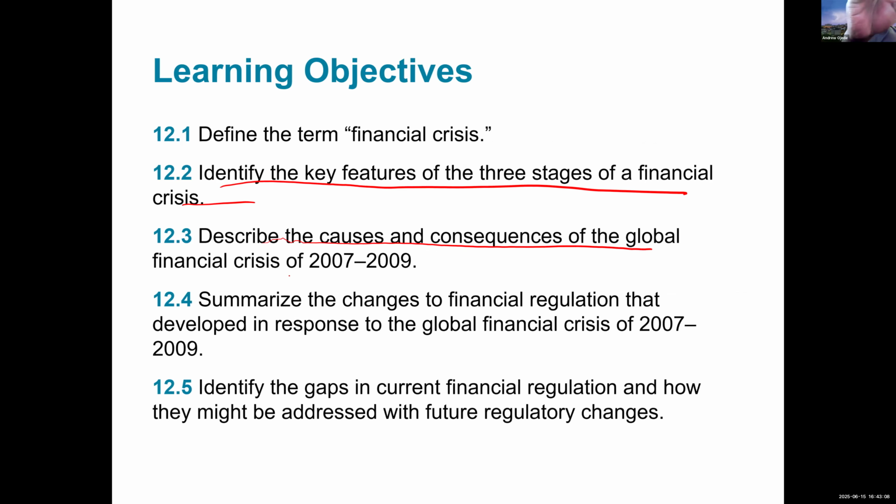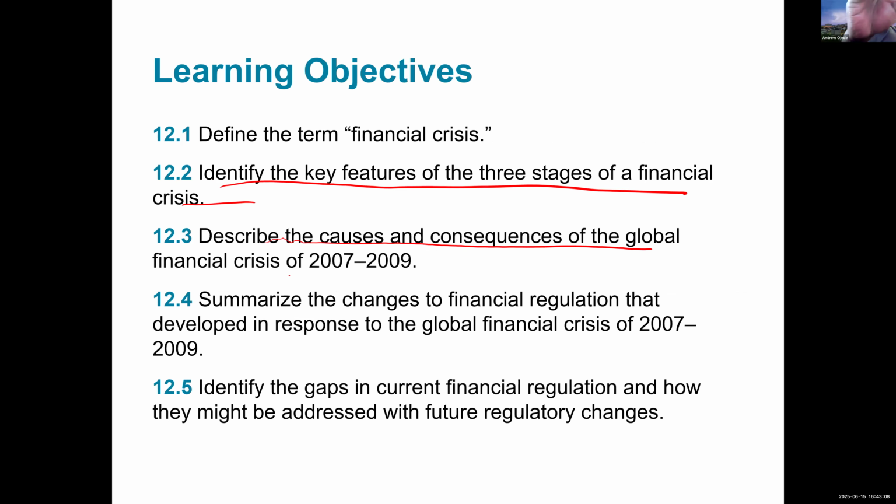Then we will summarize the changes to financial regulation that developed in response to the financial crisis, because Congress had to pass a bill called the Dodd-Frank bill in 2010 to make sure that there's more regulation in the financial industry so that banks don't screw up again. Then we're going to identify the gaps in the current financial regulation and how they might be addressed in the future.